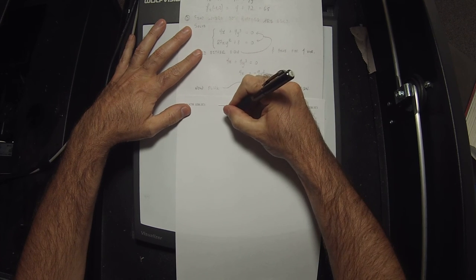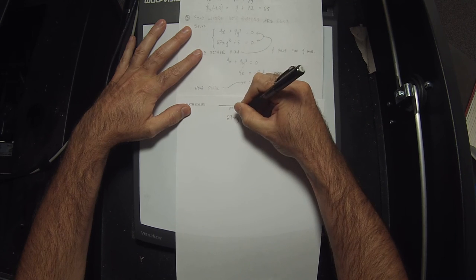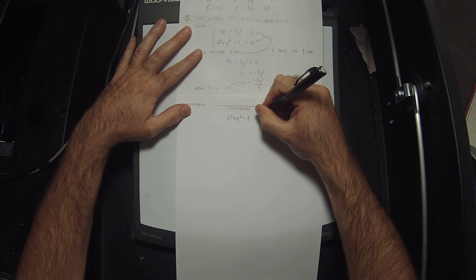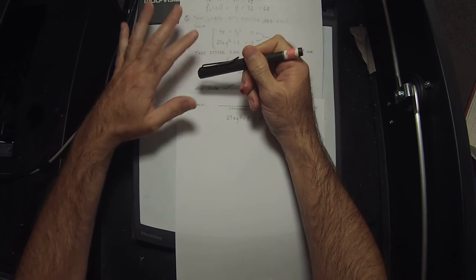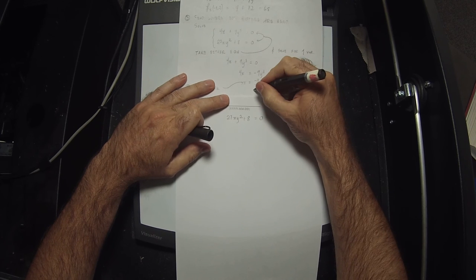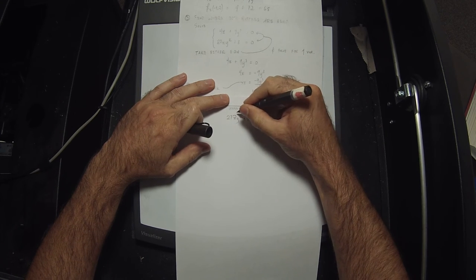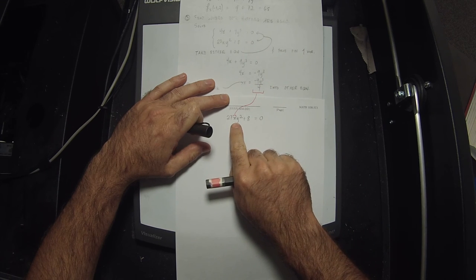So the other equation was 27xy squared plus 8 equal to 0. And we're going to take this expression for x and plug it into this. Take that and plug it in there.